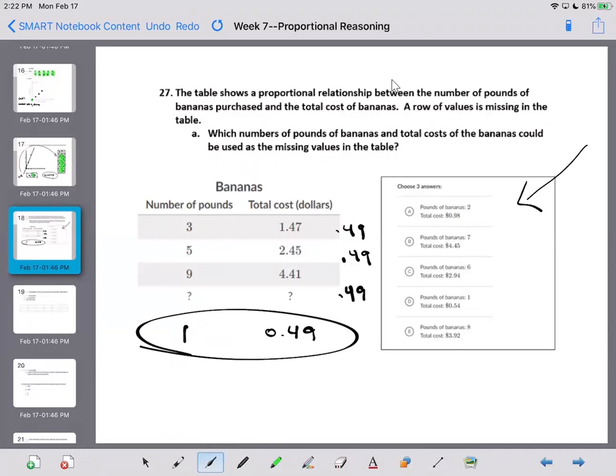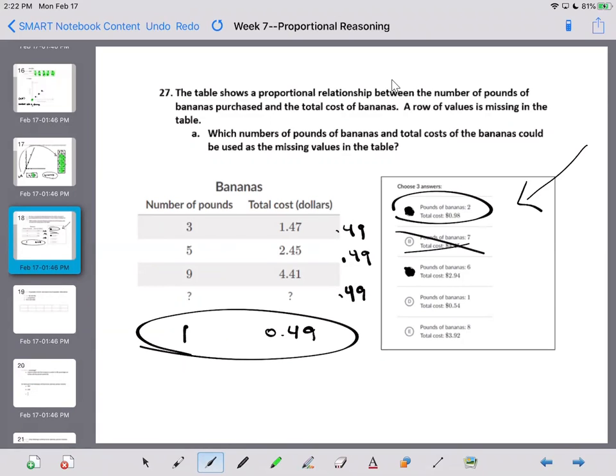So over here, you're just looking at, okay, well, what is 98 cents divided by 2? Is that going to be the same? Yep, that one works. That would be an answer, okay? What about $4.45 divided by 7? No, that's about 63 cents, so that one's not going to work. $2.94 divided by 6. That one works. That's 49 cents per pound of bananas.